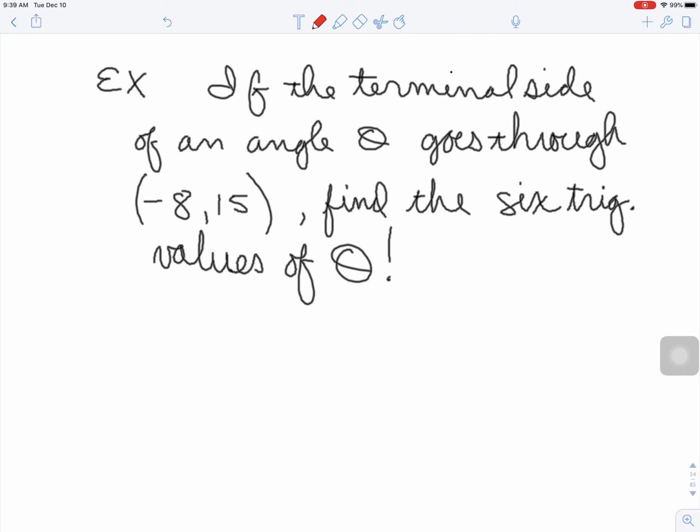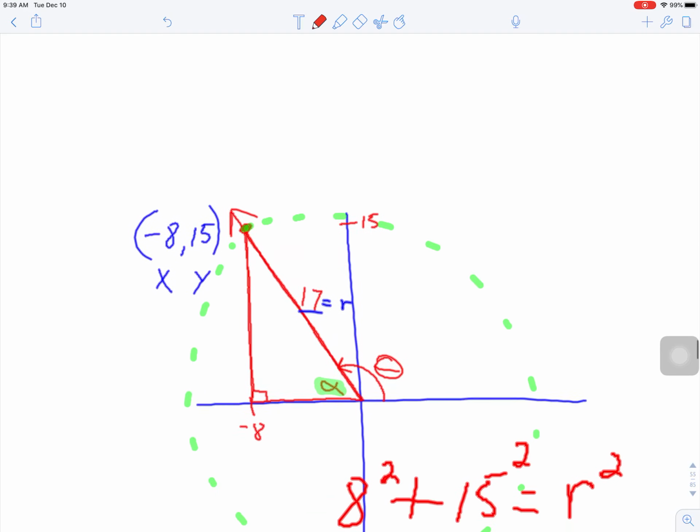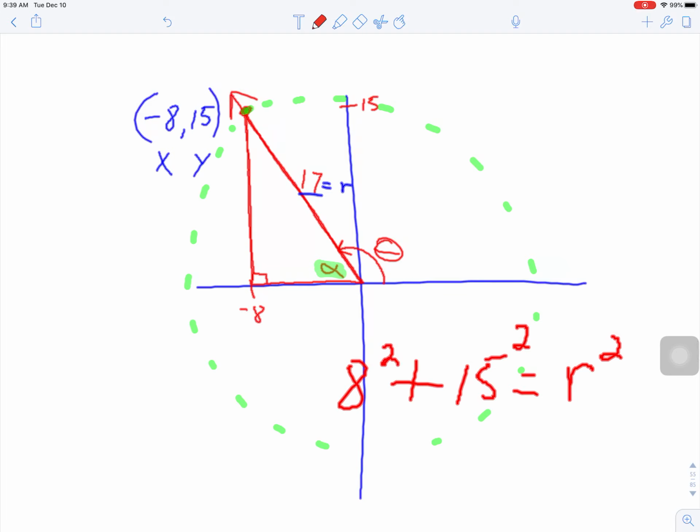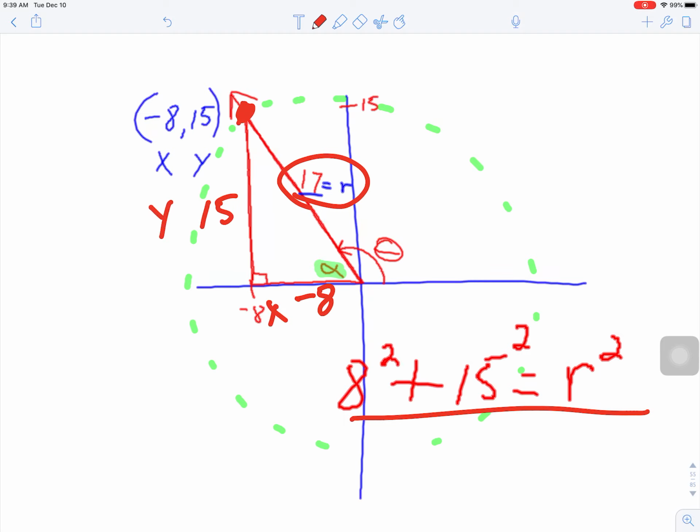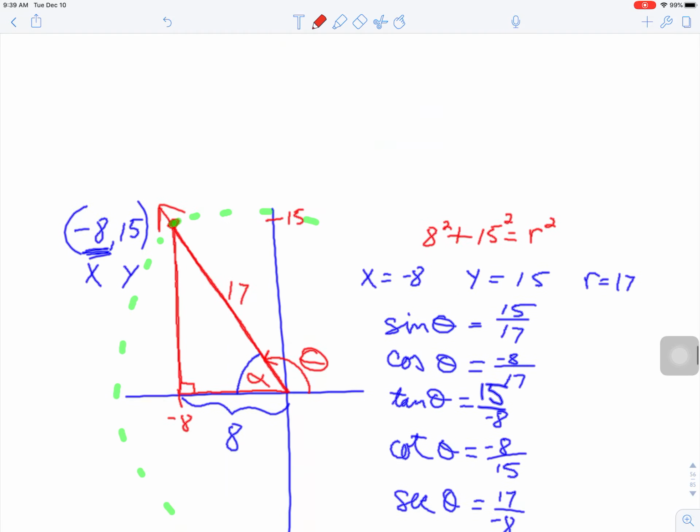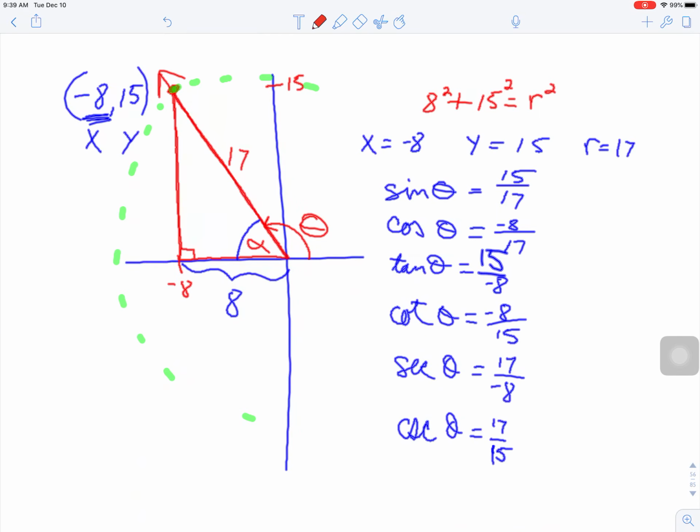If the terminal side of an angle theta goes through the point (-8, 15), find the 6 trig values of theta. Well, let's draw a picture. So (-8, 15), that's -8 for the x, 15 for the y. A little Pythagorean theorem gets us that r is 17. Well, now I've got x, I've got y, and I've got r. You fill in all the blanks. You can pause that and look at that for a few moments.